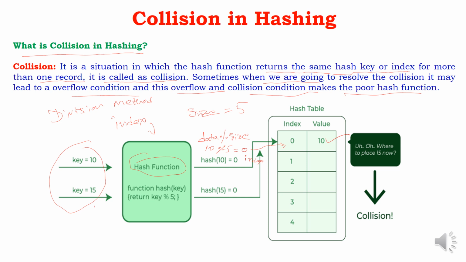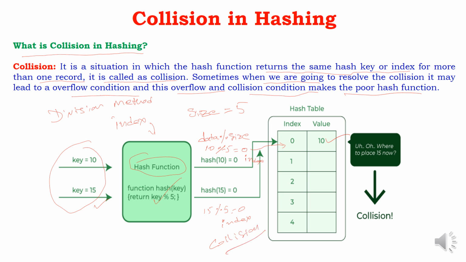Then try to store the second item, 15. Again, you want to store 15, so you need to find the index. How to find the index? Using the hash function. Data is 15 divided by size 5: 15 by 5 is 3 and the remainder is 0. 0 is your index, and in the position of 0, there is a possibility of storing only one value. That value is filled with 10 and now there is no place to store 15, which is said to be collision.